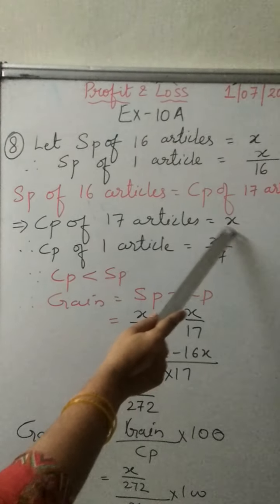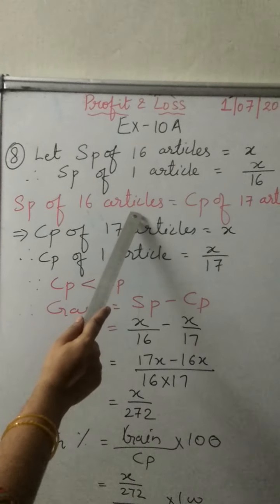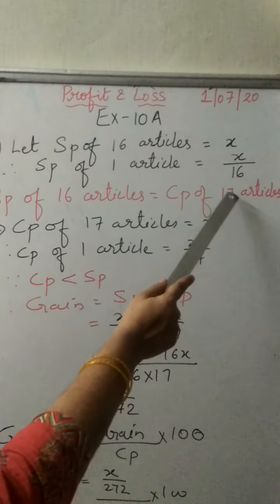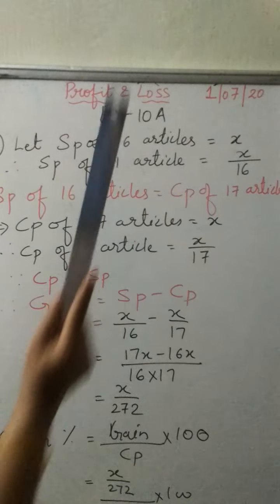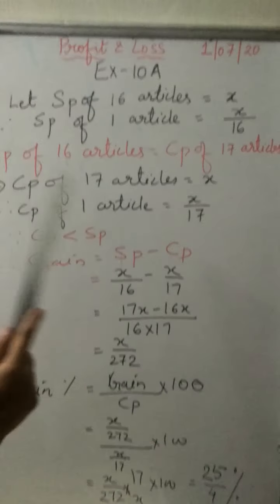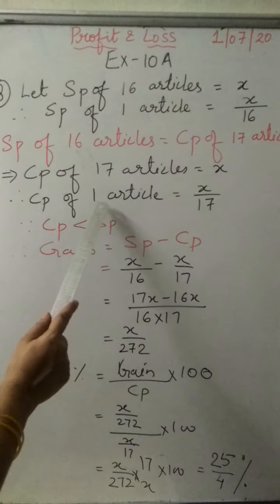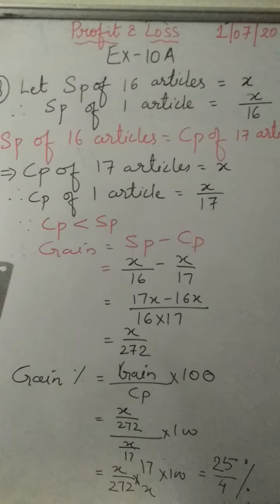Why have I taken X? Because in the question only it is given that SP of 16 articles is equal to CP of 17 articles. So if this is X, this is also X because both are equal. Understood? Now next, again CP of one article, so that is X by 17.